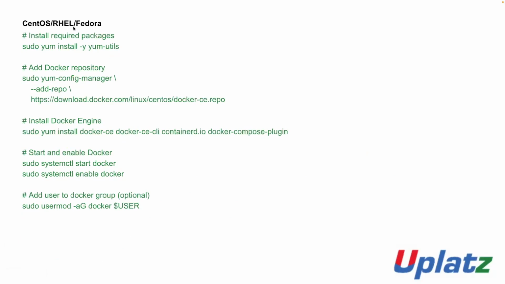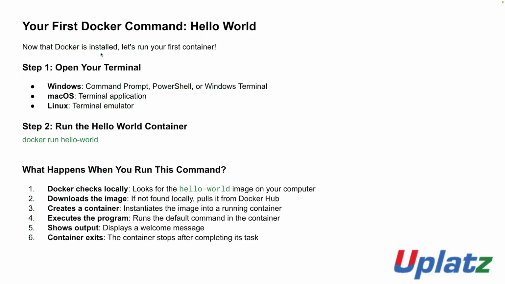CentOS or RHEL, that is Red Hat Enterprise Linux, Fedora, etc. Install required packages, this one, sudo yum install this one, then install Docker Engine, this one, then sudo systemctl start docker, sudo systemctl enable docker, add user to Docker group, optional, sudo usermod -aG docker $USER. Okay.